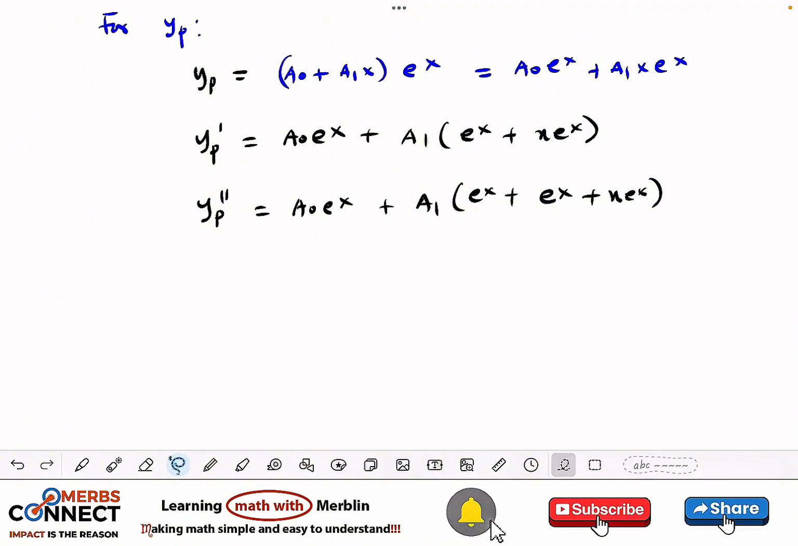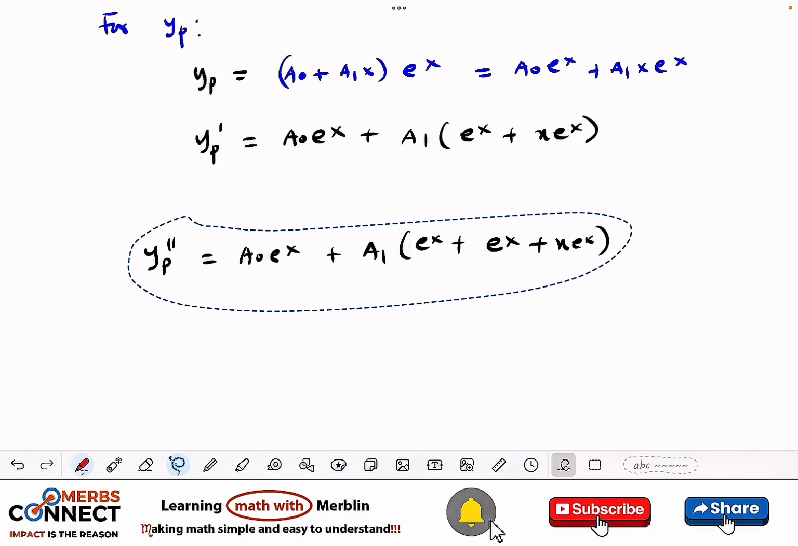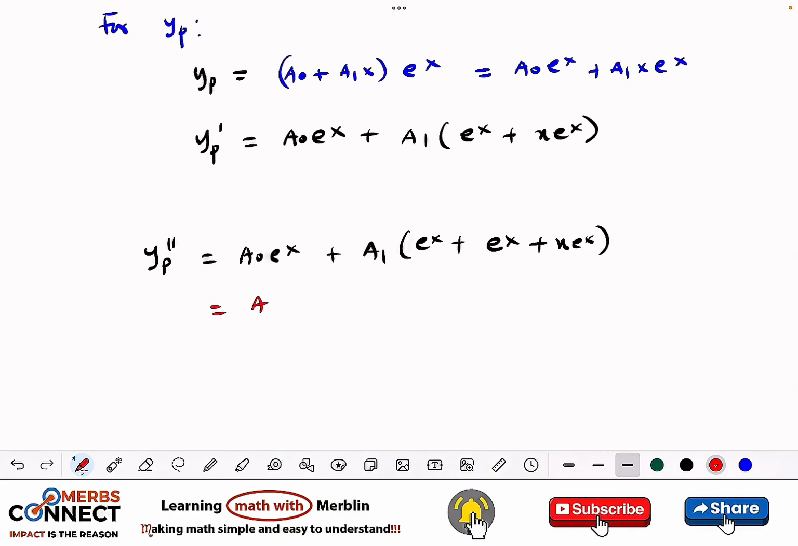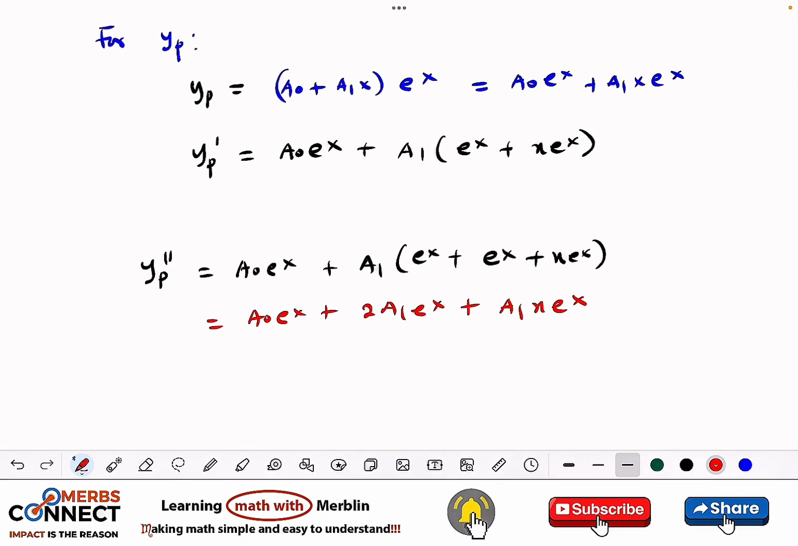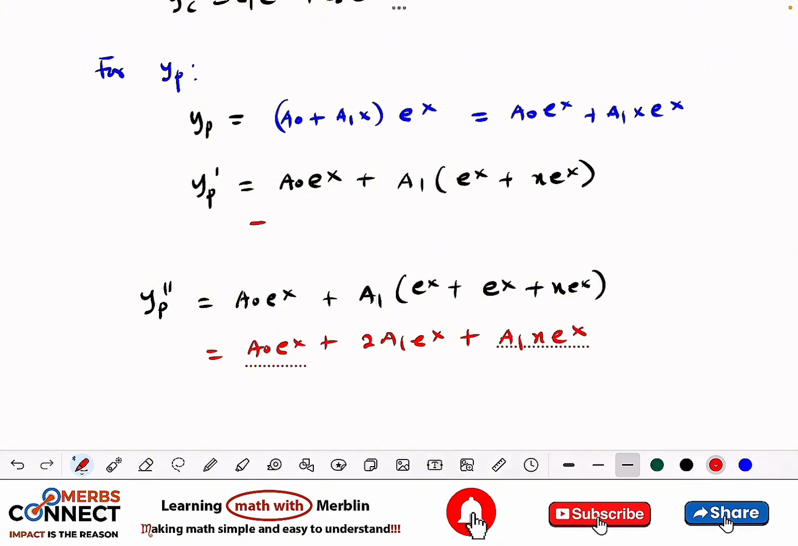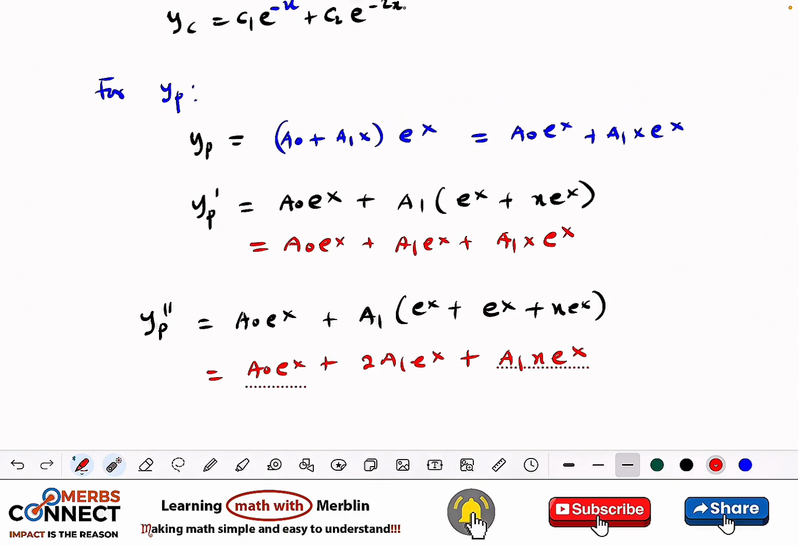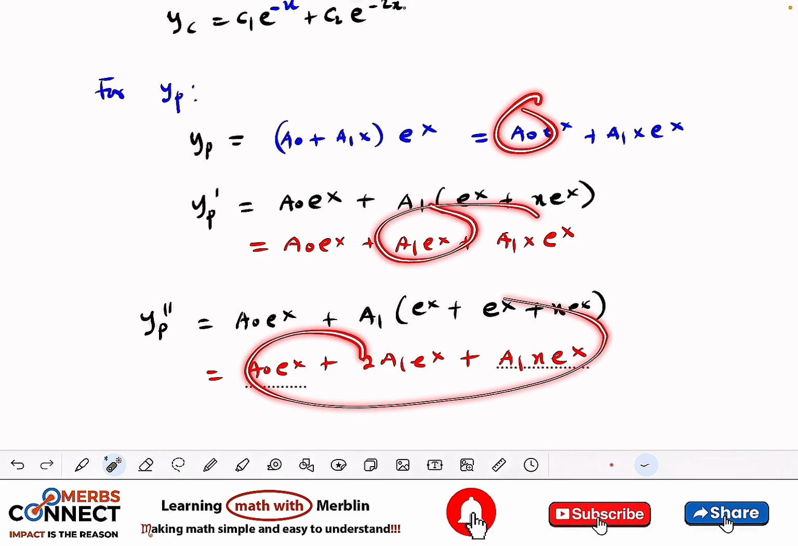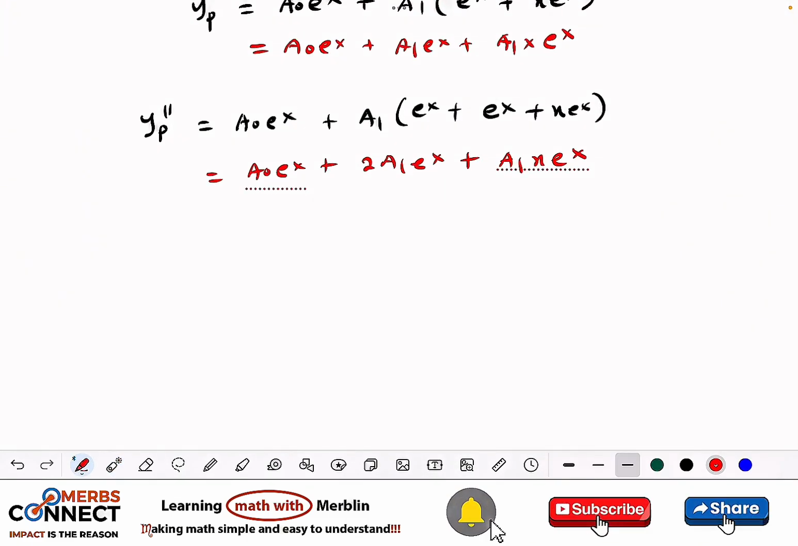Then let me just simplify them so that we can do substitution fast. I think this one will be very fast. So when I simplify, when I add this one, I'm going to get 2. So it's going to give us 2a1 e to the power x plus a1 x e to the power x. And then when I simplify this, I'm going to have a naught plus a1 e to the power x plus a1 x e to the power x. So let us plug this, and this, inside the original solution.